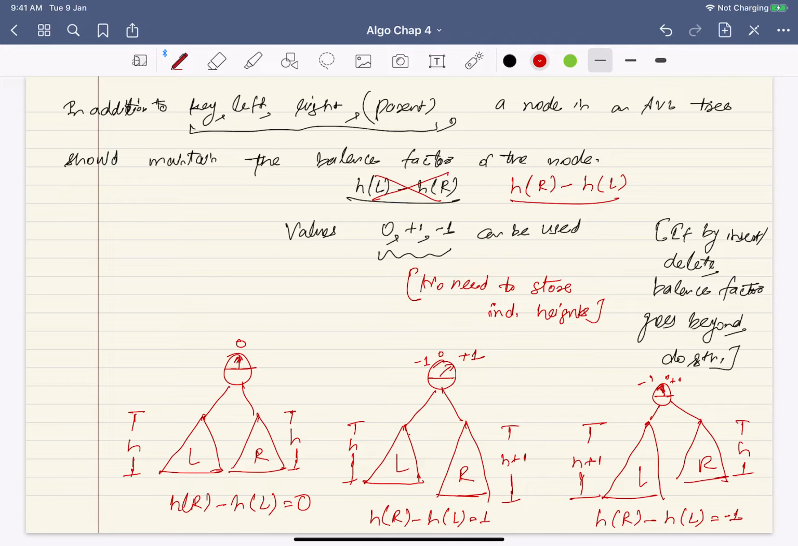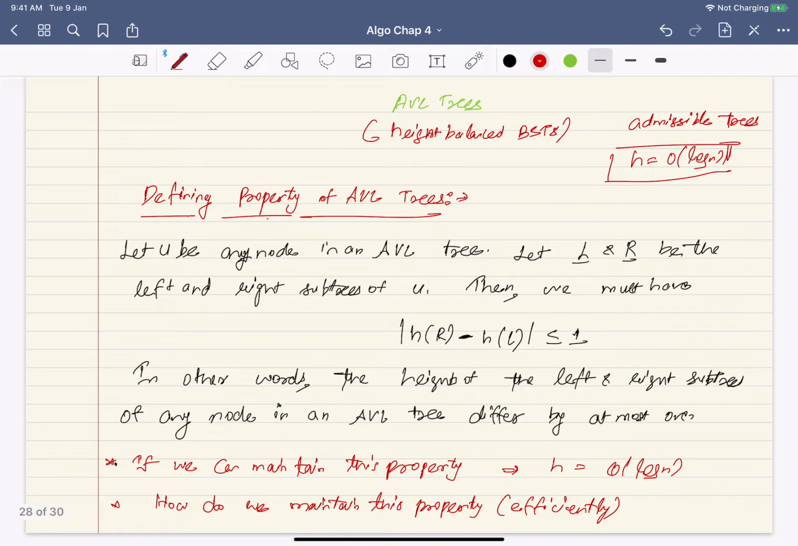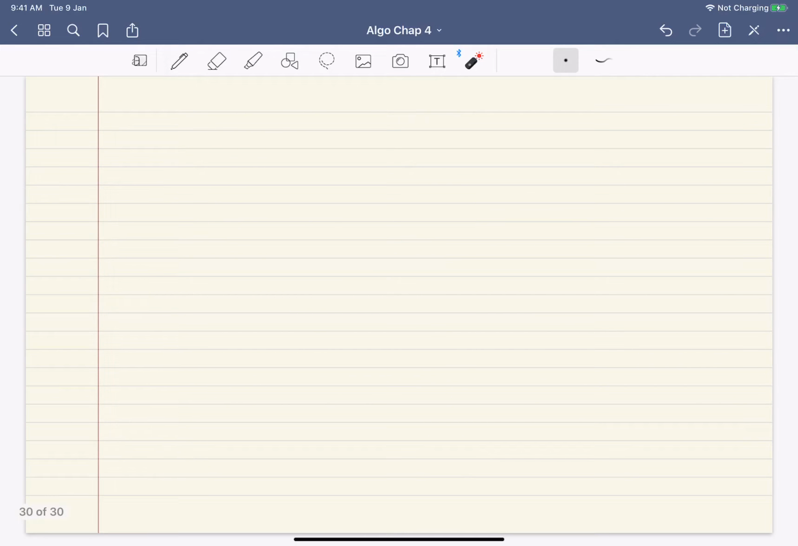Okay, so these are the three cases. I have a node, two subtrees, depending on the height you have the balance factor. So now let's try the proof that if I'm maintaining this property that the mod of HR minus HL is less than or equal to 1, then I can maintain height as order log n. One thing to remember, height is always omega log n, right? It can never be better than that. So I just want to maintain that the height should now be order log n, so it should also be upper bounded by log n.